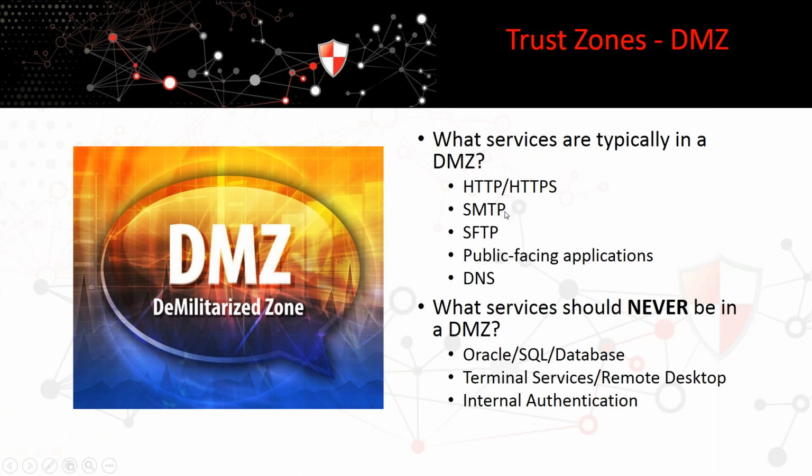SMTP, this is your mail server, Simple Mail Transfer Protocol, must be in your DMZ in order for you to actually be able to send email in and out. If you have that in your internal network and you're just routing that directly out, that's a dangerous situation. That internal SMTP server could be used to forward spam to everybody in your network, and you don't want that to happen. You also might typically have an SFTP server in your DMZ.